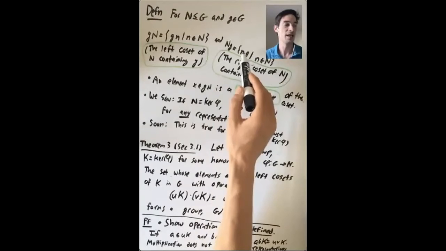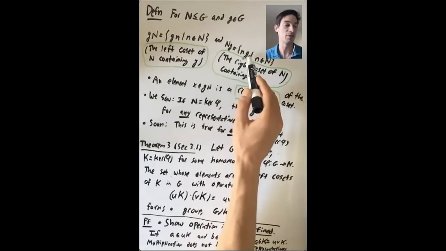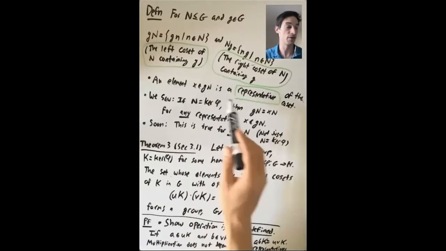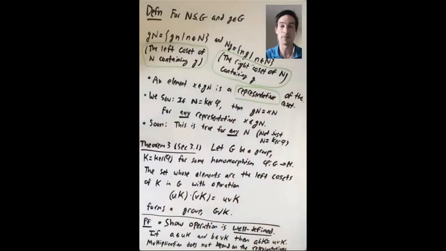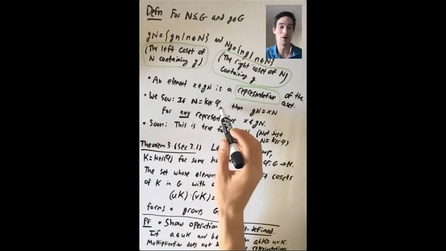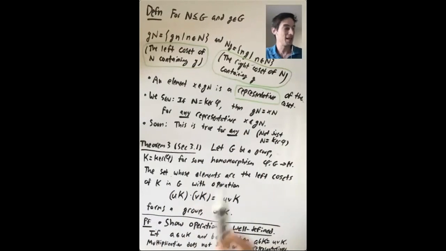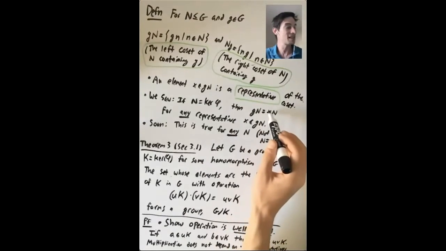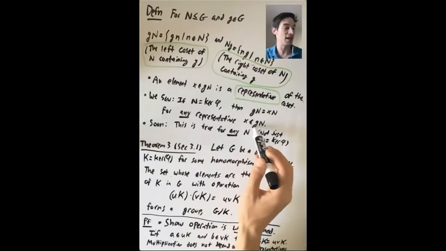Ng is the set of everything that's something in N times g. That's the right coset of N containing g. An element inside of a coset is called a representative of the coset. So any x in gN is a representative of the left coset of N containing g. We saw in the previous video that if N is the kernel of a homomorphism, then this coset gN is the same as xN when you take any representative in the coset.